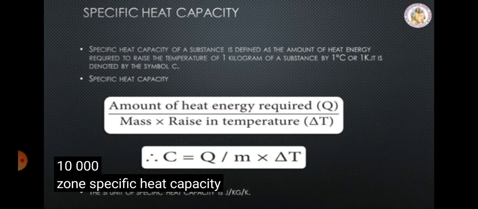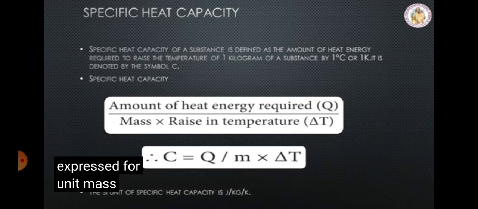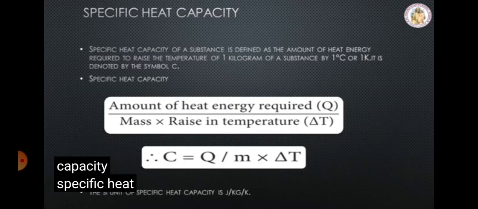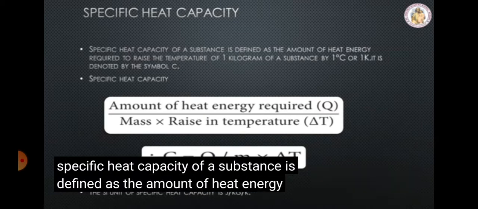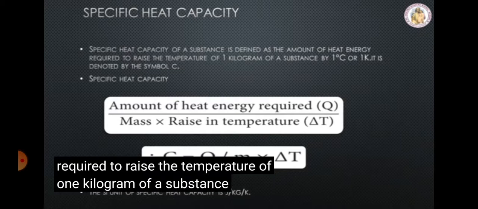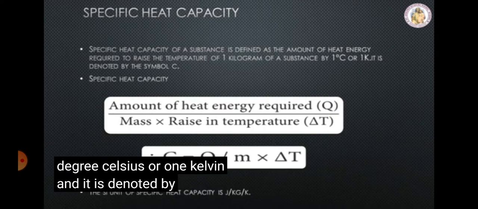Specific heat capacity. When the heat capacity of a substance is expressed for unit mass, it is called specific heat capacity. Specific heat capacity of a substance is defined as the amount of heat energy required to raise the temperature of 1 kilogram of a substance by 1 degree Celsius or 1 Kelvin, and it is denoted by the symbol C.